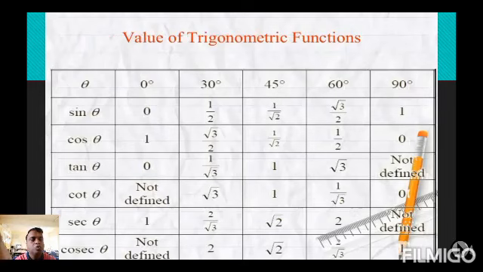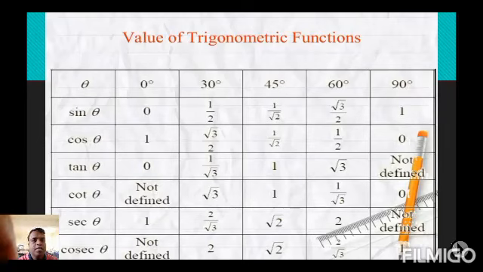So, next we move to the values of trigonometric functions. If you take sin theta at 0 degrees, how much is it? It is 0. Sin 30 is 1 by 2, sin 45 is 1 by root 2, sin 60 is root 3 by 2, sin 90 is 1. Whatever values sin takes, cos takes them in the opposite order.